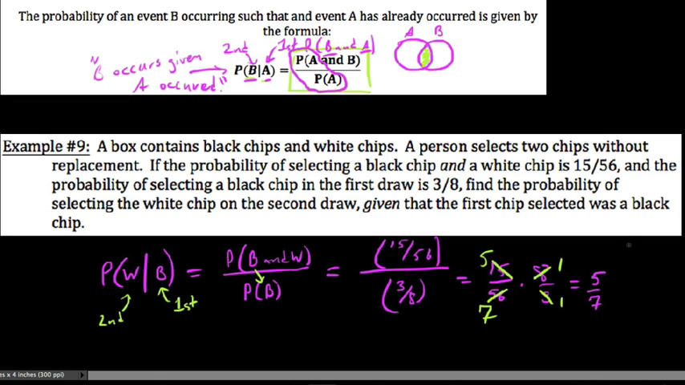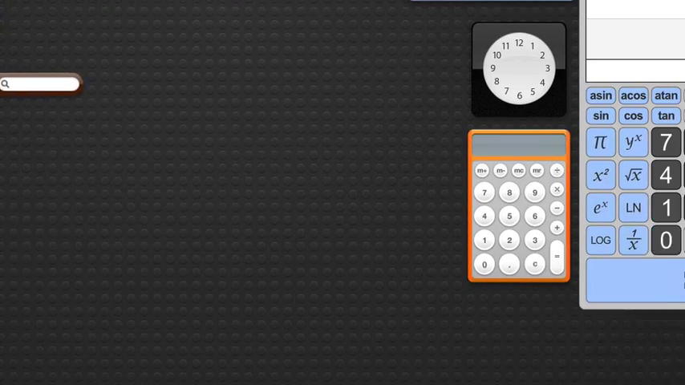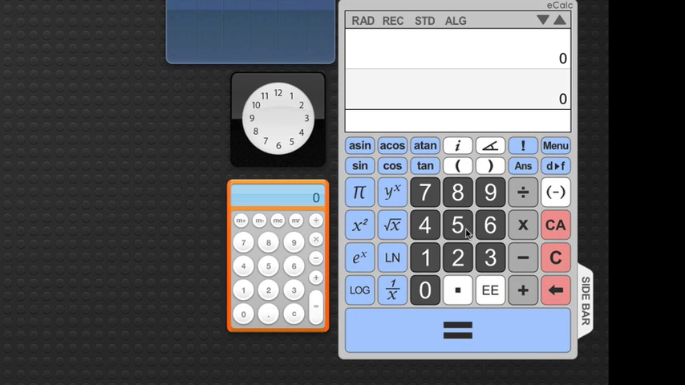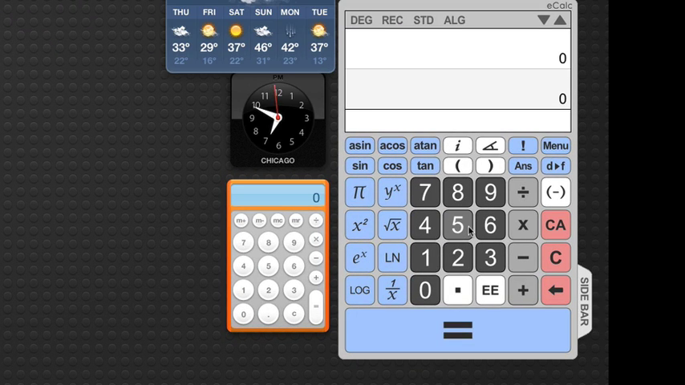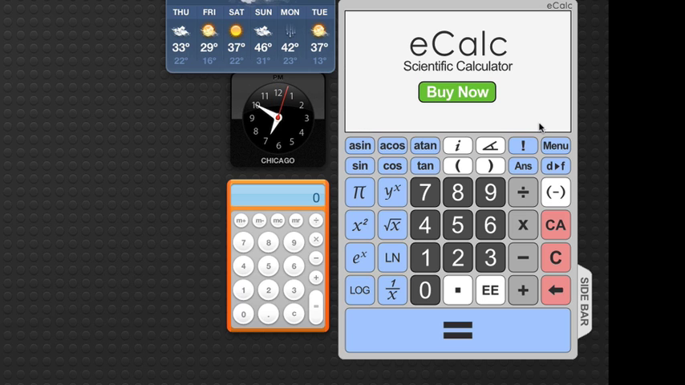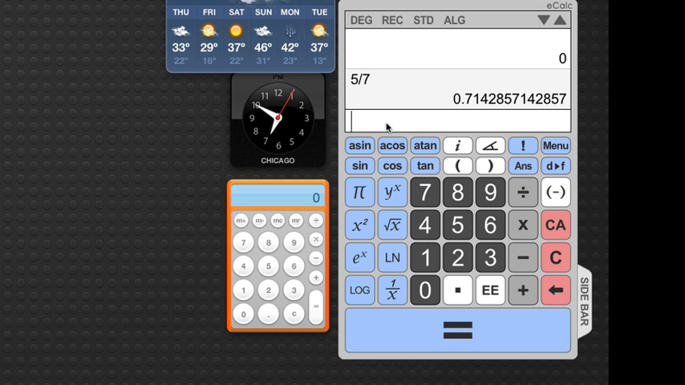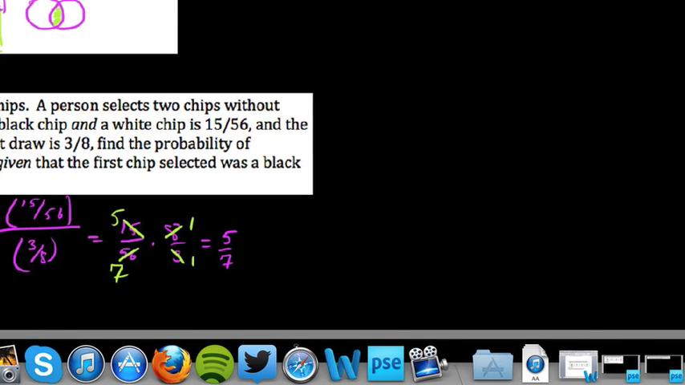And we probably should calculate a decimal on this one here. So we say 5/7, maybe 5 divided by 7. So we get about 4 decimal places, 0.7143-ish. Let's write that down. Approximately 0.7143, which is approximately 71.43%. So pretty good chance.